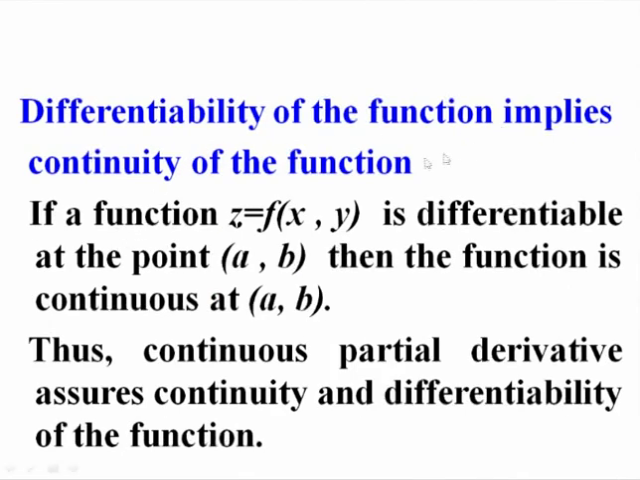Differentiable function implies the continuity of the function. If the function z is equal to f of xy of two variables x and y is differentiable at the point (a, b), then the function is continuous at the point (a, b). Thus the continuity of the partial derivatives of the function assures the continuity and differentiability of the function.